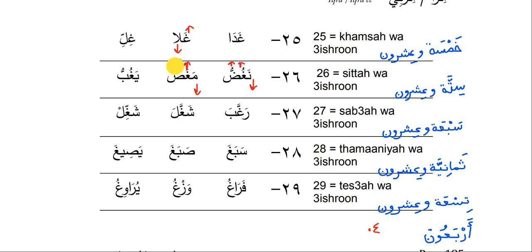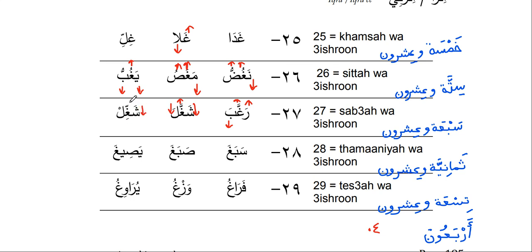Both are heavy. يغض, this is heavy. Make both the letters light, ba and ya. يغض. رغبة. I'm making it light. شغالة, it's light.